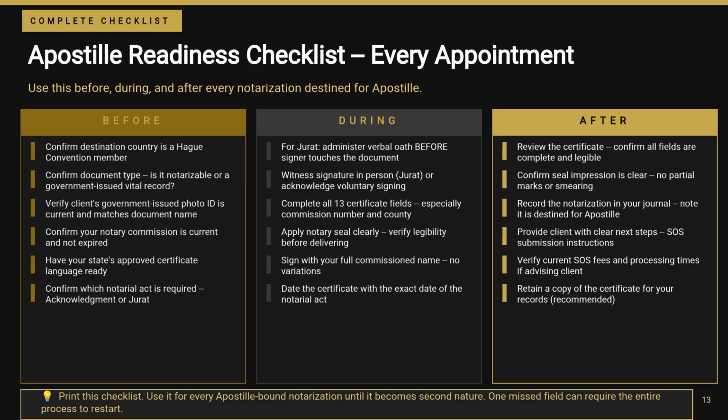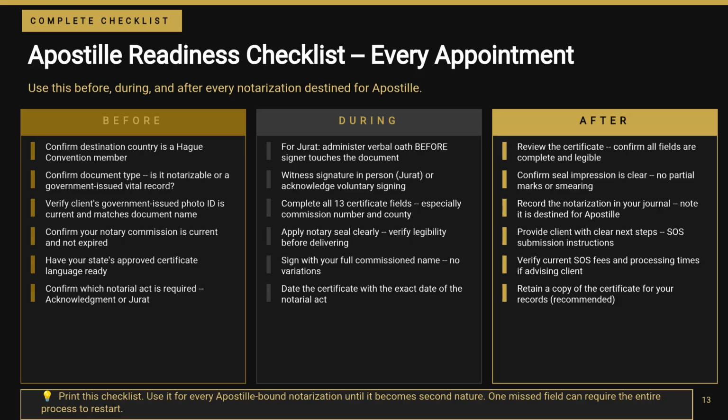Here is your complete apostille readiness checklist, 18 items across 3 phases. Print this. Use it for every appointment where you know the document is apostille bound. The before phase catches the questions that should be answered before you pick up a pen. Is this a Hague country? Is this a document you can notarize? Or is it a government-issued record that goes directly to the SOS?